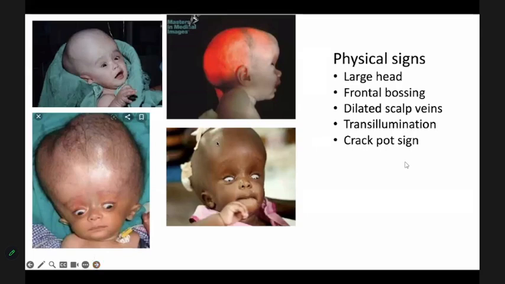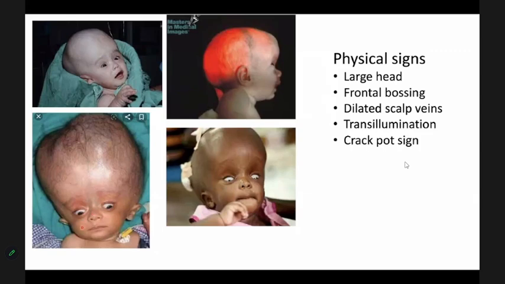So these are some of the physical signs that you see in the younger age group. So I have shown here enlarging head, the large head size, and you can also see the bossing, right? The frontal region is significantly larger. And you can see the head shape, I think you can appreciate it much better in this image. You can appreciate it here.